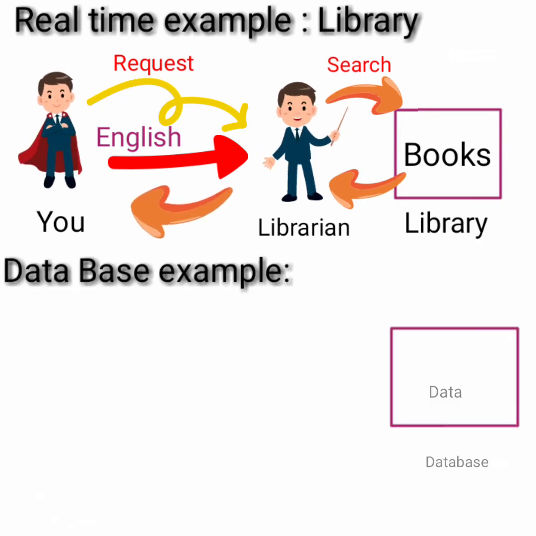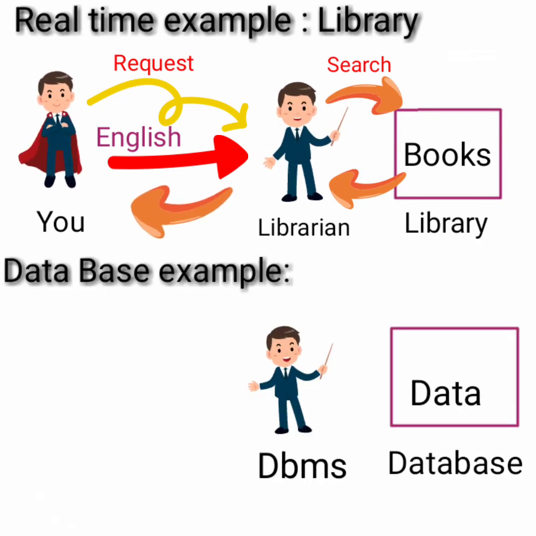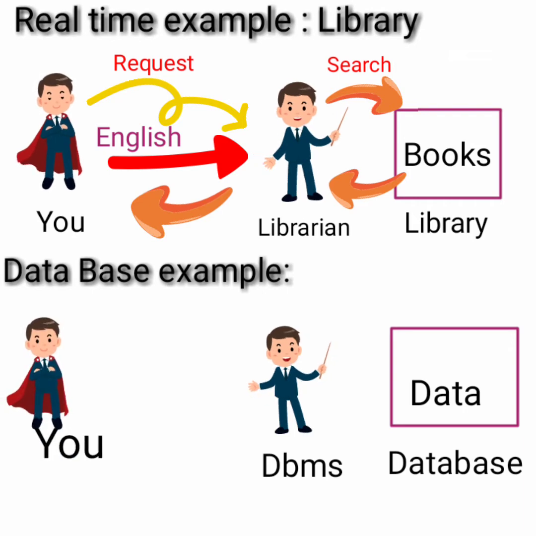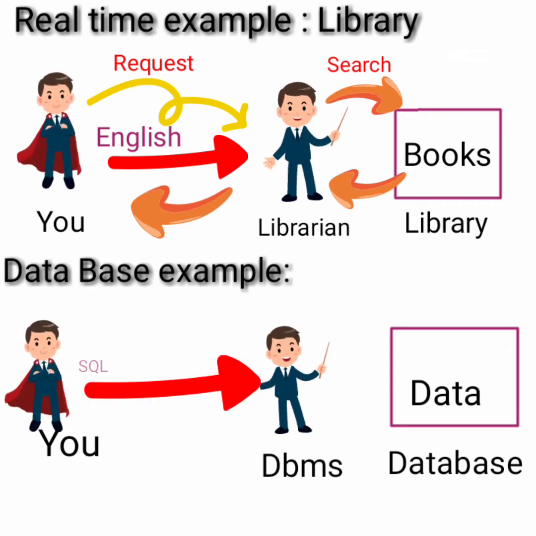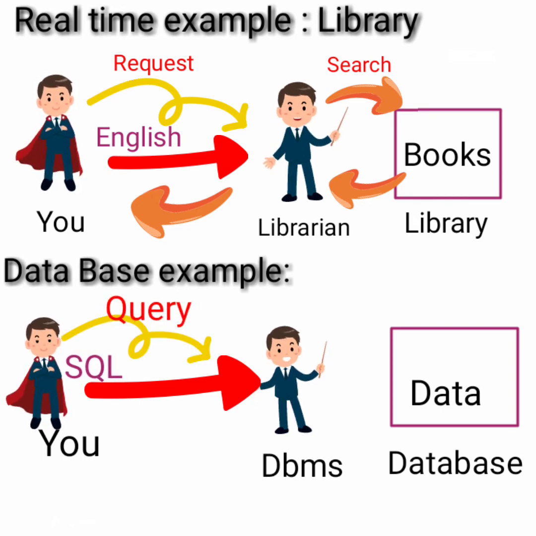Now compare the library with the database and the librarian with DBMS. The librarian is used to take care of the library. Here DBMS is used to take care of the database. We request the librarian according to our requirement of books. We communicate with DBMS by using SQL in the form of queries. Queries are nothing but a simplified form of request.